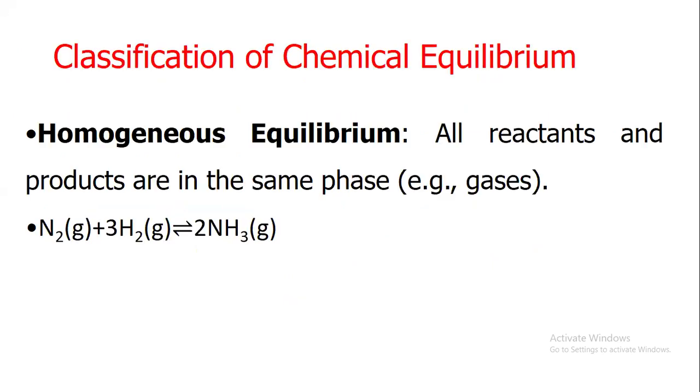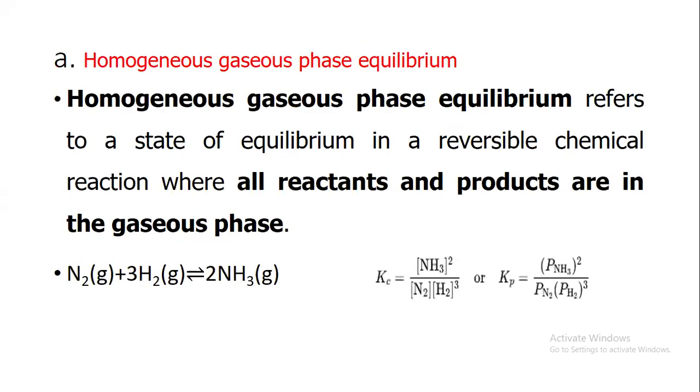Classification of chemical equilibrium. Homogeneous equilibrium: all reactants and products are in the same phase. For example, gases in the reverse process, nitrogen and hydrogen are reactants, and the product, ammonia, are all gases. That is homogeneous equilibrium. Homogeneous gas phase equilibrium refers to a state of equilibrium in which the reversible chemical reaction has all reactants and products in the gaseous phase, as shown in the manufacture of ammonia.